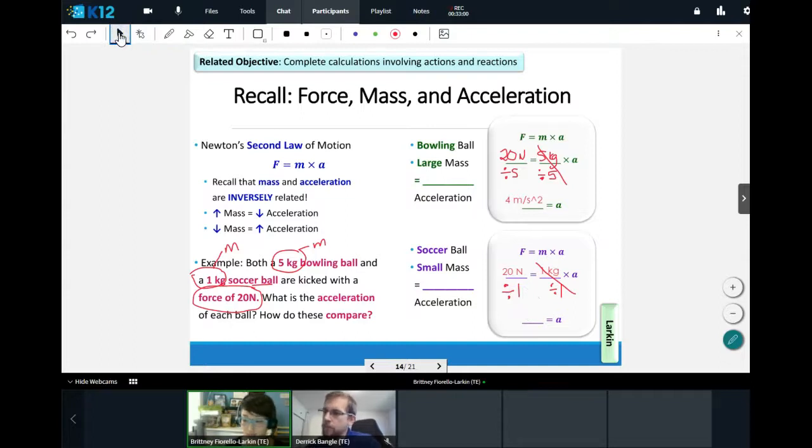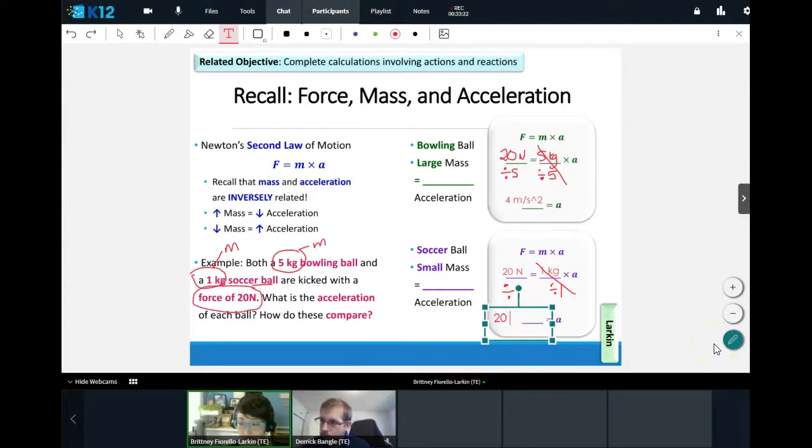What is 20 divided by 1? Anything divided by 1 is still itself. So 20 divided by 1 should give me what acceleration? Excellent. I'm seeing the number. Let's also tell me what units I should use for acceleration. 20 divided by 1, and then our units as well.